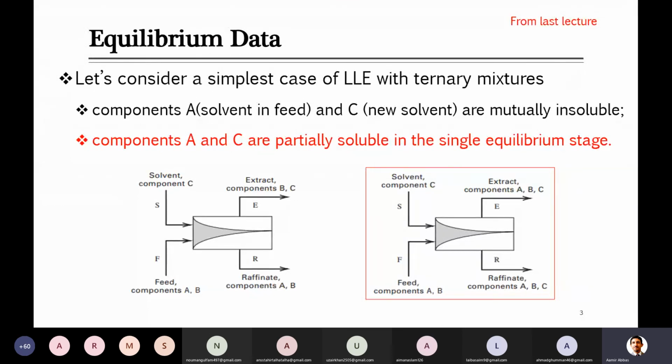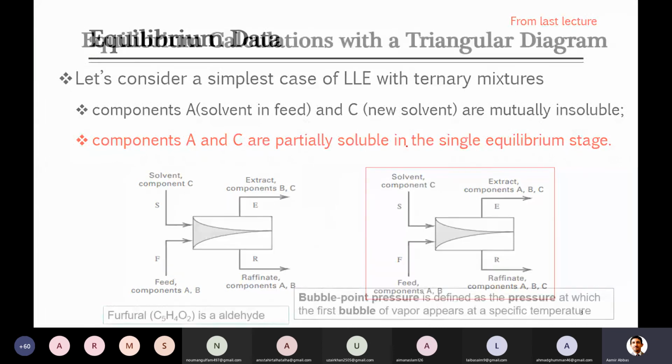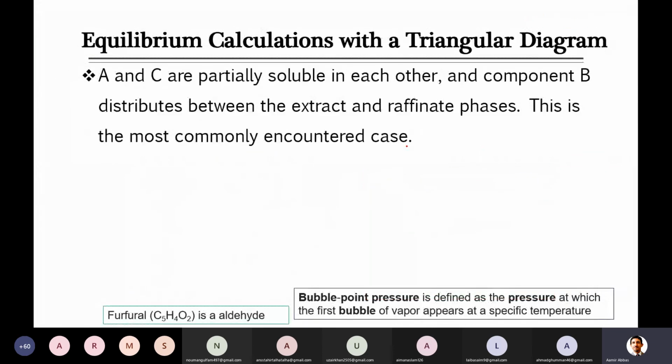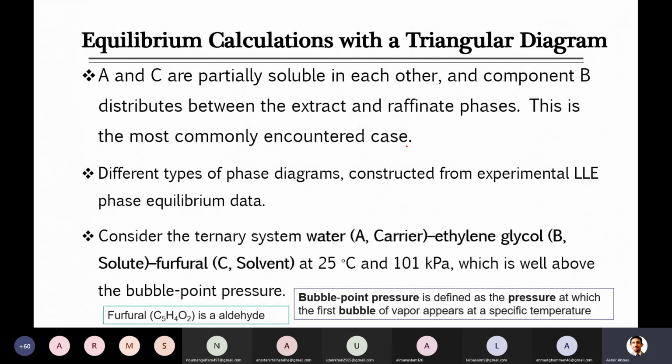From the last lecture, in this slide, we discussed that the second picture is related to those cases in which you have partially miscible or partially soluble solvents. So if you have to deal with them, how do you proceed? When A and C are partially soluble in each other and component B distributes between the extract and raffinate phases, this is the common case. Here we will be using phase diagrams constructed from experimental data for liquid extraction for various components, and we will use those diagrams to find the flow rates and do other calculations.